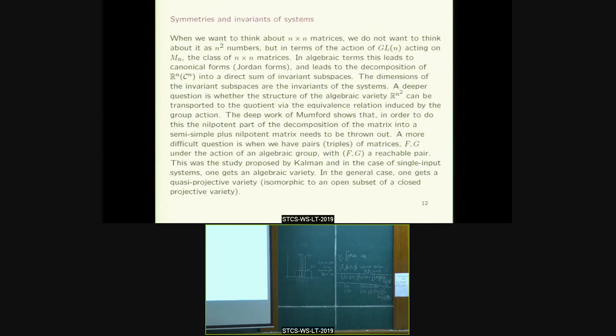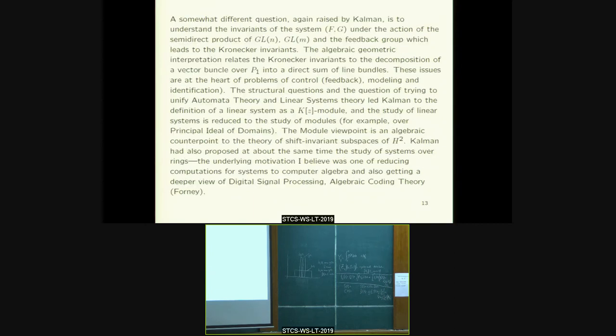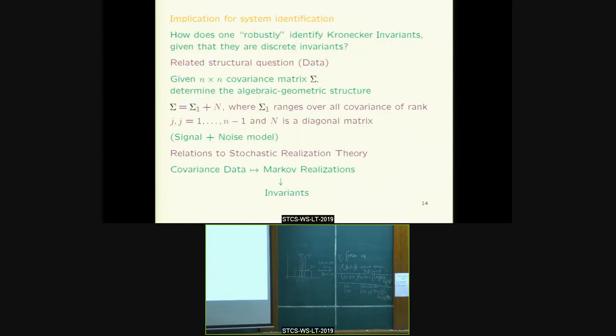Now, this is what I've mentioned about this whole issue of going to canonical forms and understanding the structure of the linear systems under the action of group action, etc. What are the corresponding roles in, for example, the high dimensional position? Okay. Yeah, so this is a similar problem. I think it's still open.